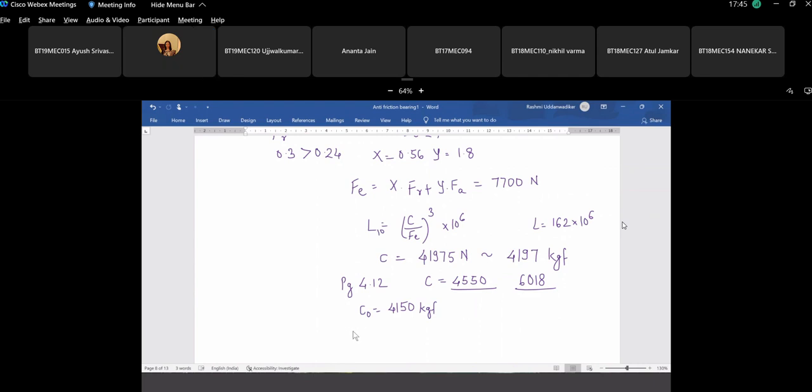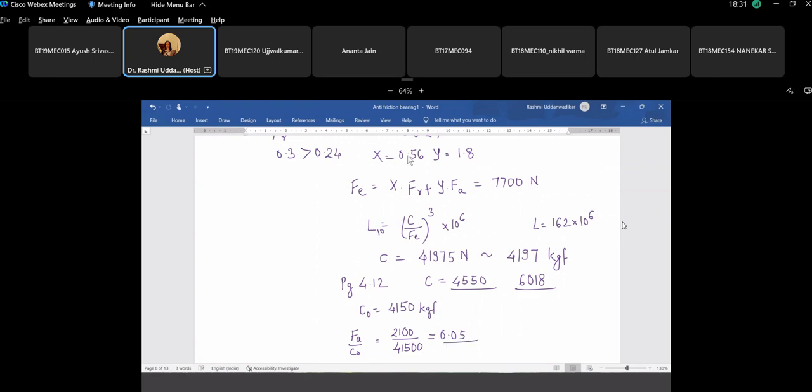And now we have to check whatever was our assumption. So what is Fa by C naught now? Fa is 2100, and C0 is 4150. If I convert into Newtons, assuming g as 10, this is C0. So what is Fa by C0 we are getting? It is 0.05.